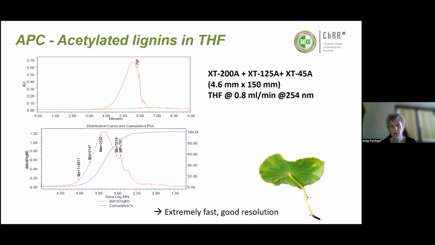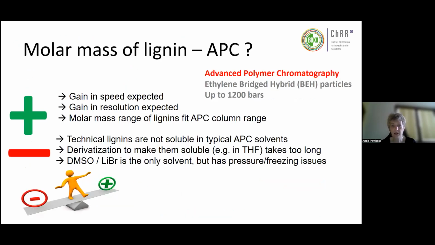And since these columns are shipped in THF, we first started to work with acetylated lignins. So we had them measured in the application lab in Paris, and we saw, oh yeah, we can basically separate them quite nicely. The resolution is kind of good. And then if you look here, this is 3 columns, and the elution time is 9 minutes. So we have a really, really large increase in speed. So it's extremely fast with a very good resolution. But remember, we are still having here acetylated lignins in THF.